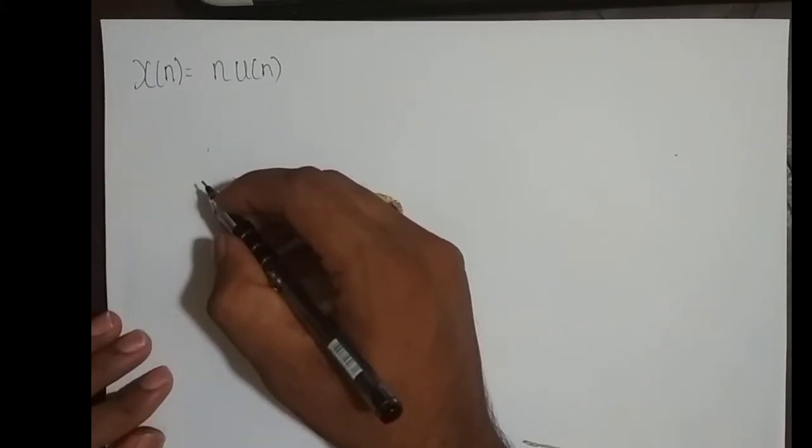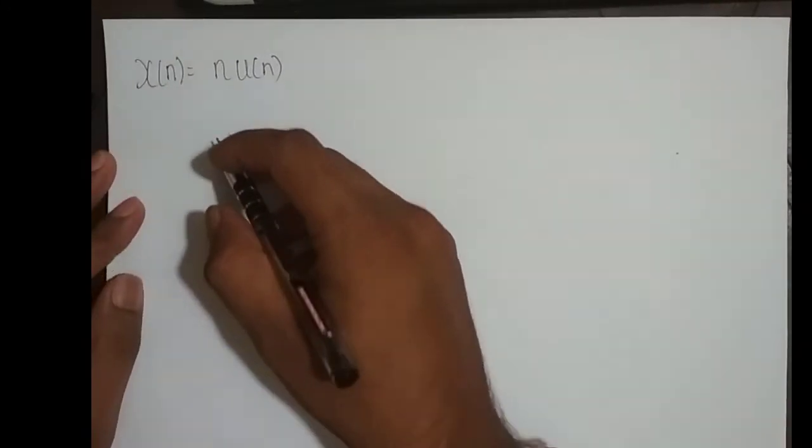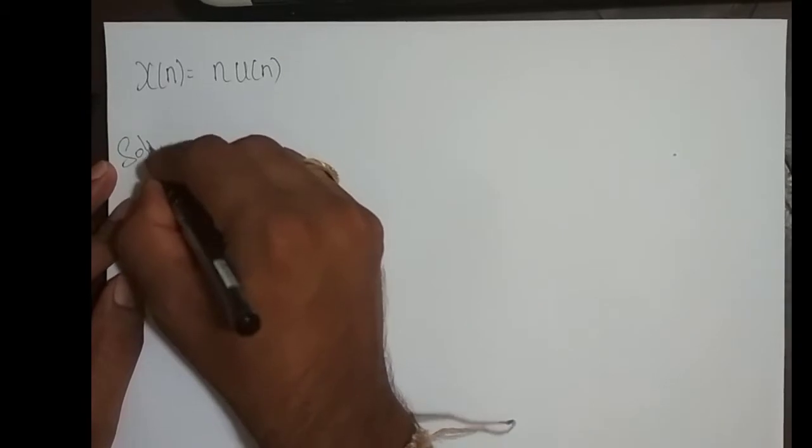Hey guys, we were discussing finding Z transform using properties of Z transform. We shall continue with that. The sequence is x of n is n times u of n. So, solution.